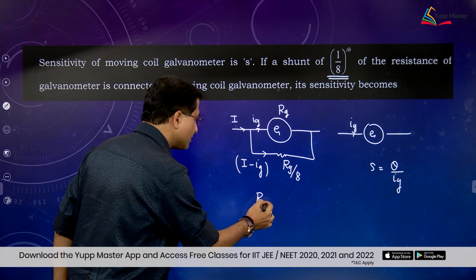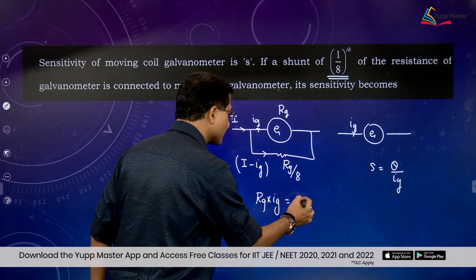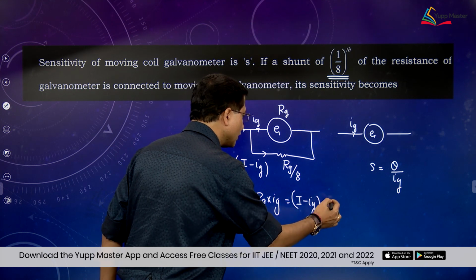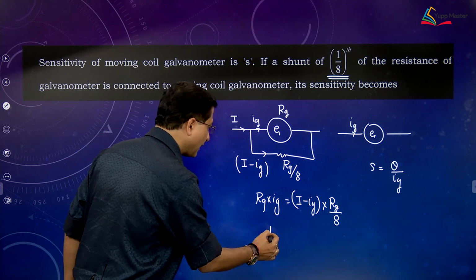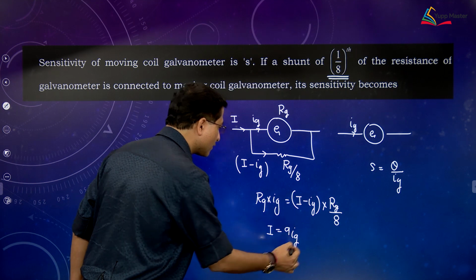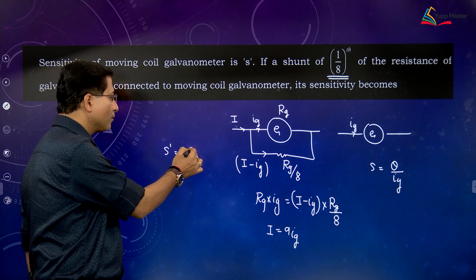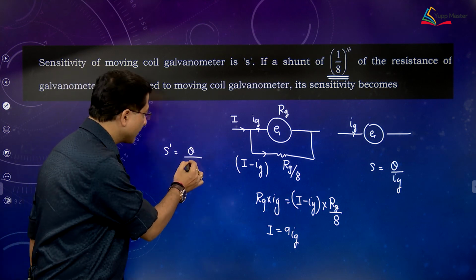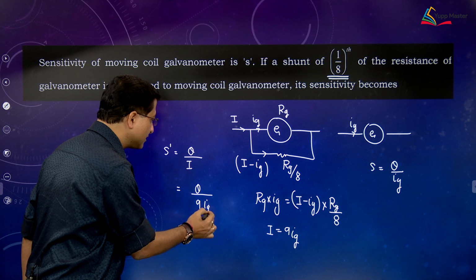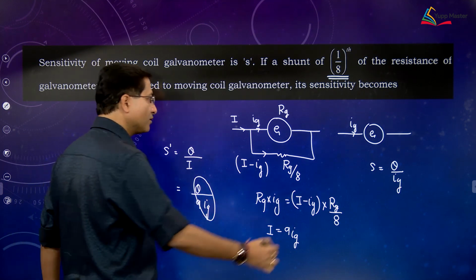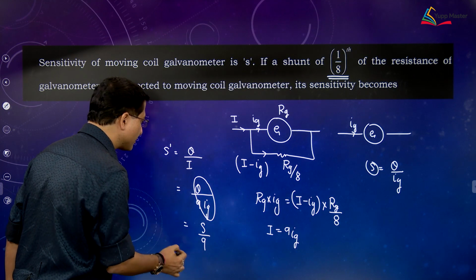So Rg into Ig will be equal to (I minus Ig) into Rg by 8. So from here if I solve, I will get I equal to 9 Ig. So the new sensitivity of the instrument, S dash, is equal to the full scale deflection divided by I, and that I we are getting as theta over 9 Ig, and this theta by Ig we can substitute as S. So now you can see that we are getting sensitivity S by 9.